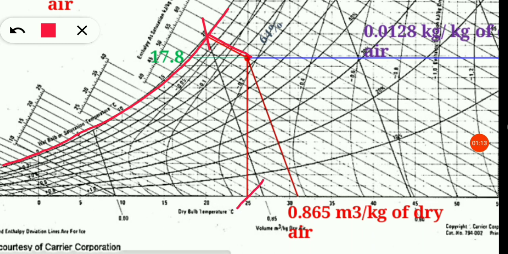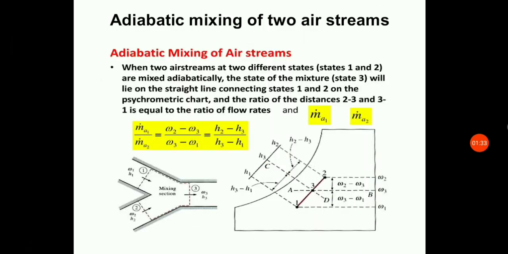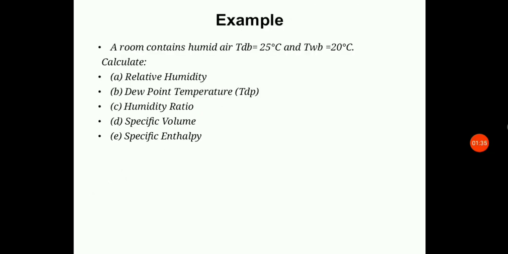Similarly, the 25 degrees Celsius dry bulb temperature line is drawn vertically, and we will get the desired condition, that is the 25 degrees Celsius dry bulb temperature and 20 degrees Celsius wet bulb temperature, and we will get this point for the given room air conditions. Now, as we plot a point for the given condition, first of all you have to find out the relative humidity.